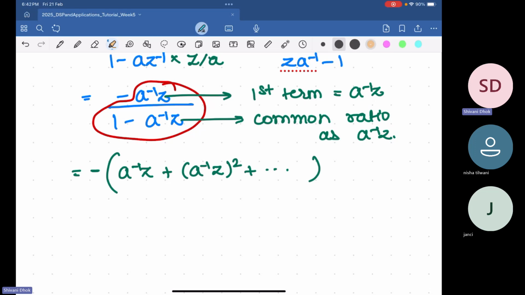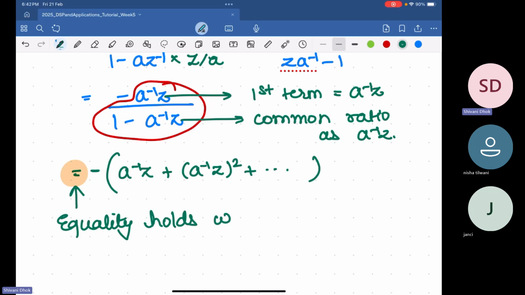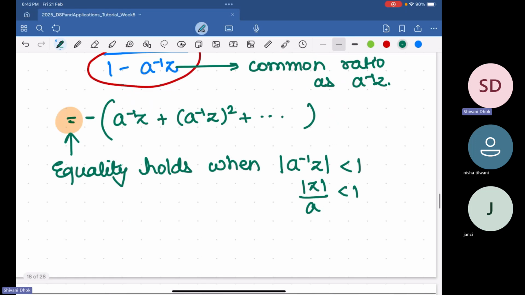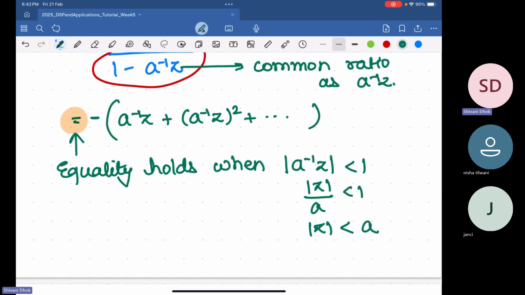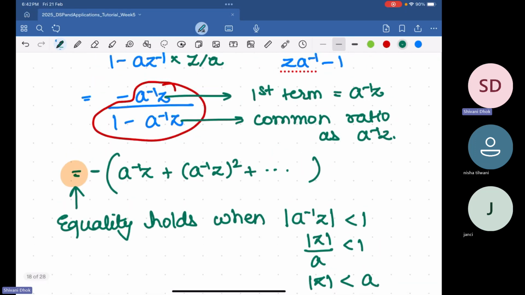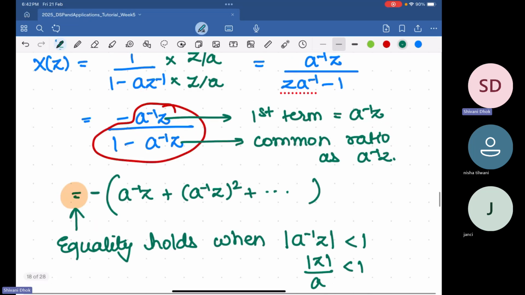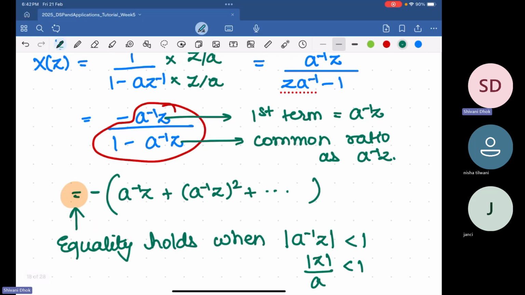So again, as we discussed earlier, this equality holds. When does this hold? This holds when magnitude of A inverse Z is less than 1, or magnitude of Z upon A is less than 1, which implies magnitude of Z is less than magnitude of A. Okay, so this is working for us. Now we want to find out the signal which gives us this transform.